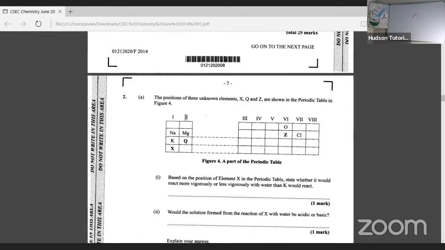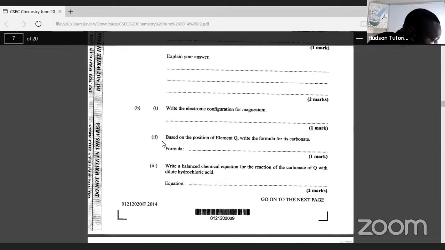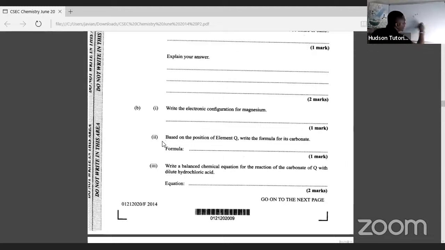Because the group that you're in also justifies the charge. That is to say, being in group 2 is telling you that you will lose 2 electrons to become stable. Now it says, based on the position of Q in group 2, what's the formula for its carbonate? Remember that the carbonate radical is CO3 2-. Now if Q itself is Q2+, then obviously the overall formula would be QCO3. Everybody get that one? QCO3?